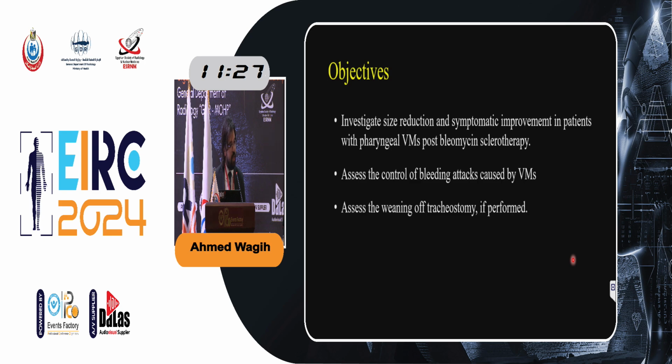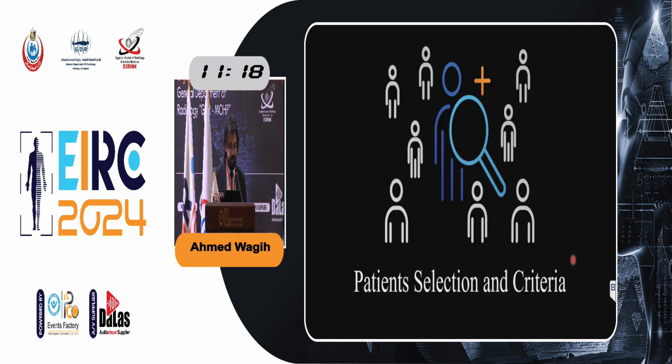Our objectives in the study were to investigate the size reduction and symptomatic improvement in patients with pharyngeal venous malformation post bleomycin sclerotherapy, to assess the control of bleeding attacks caused by venous malformations, and to assess the success of weaning off tracheostomy if performed.